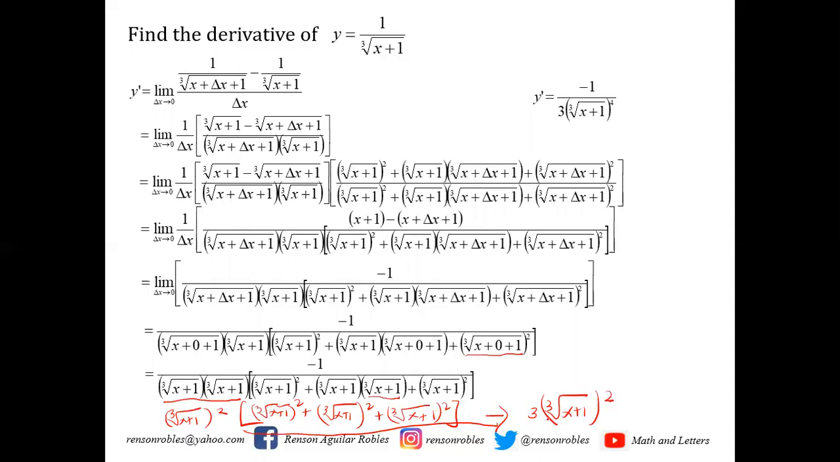And then this is cube root of x plus 1 squared times cube root of x plus 1 squared. That will give you cube root of x plus 1 to the fourth power. And we shall have this negative 1 on the numerator. Then you copy this 3, and then you multiply this 2. And this one, cube root of x plus 1 squared times cube root of x plus 1 squared, will lead you to this equation. And finally, this is the derivative of y equals 1 all over cube root of x plus 1.